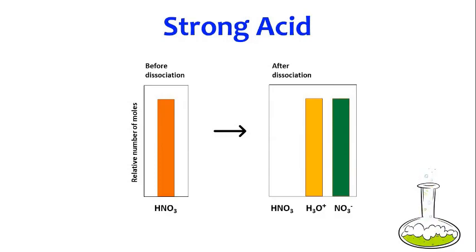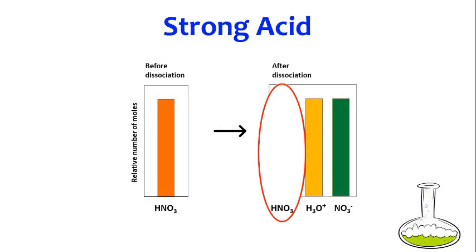Let's have a look at this picture. The bar graphs show the relative numbers of moles of species before and after dissociation. As we can see here, a complete dissociation means no nitric acid molecules present after dissociation, because it has been completely dissociated into hydronium ion and nitrate ion.